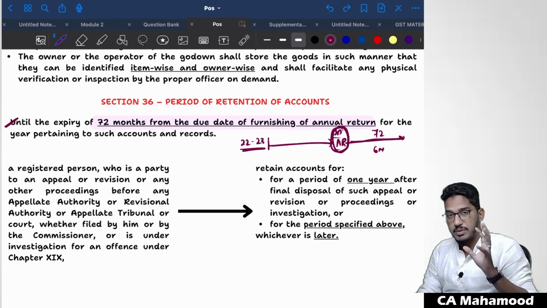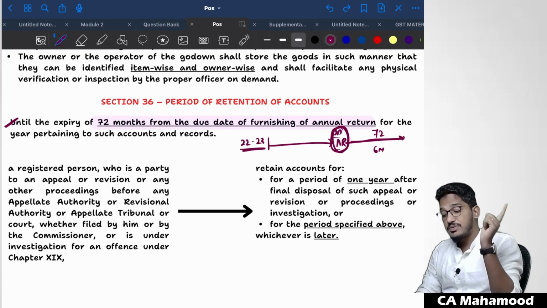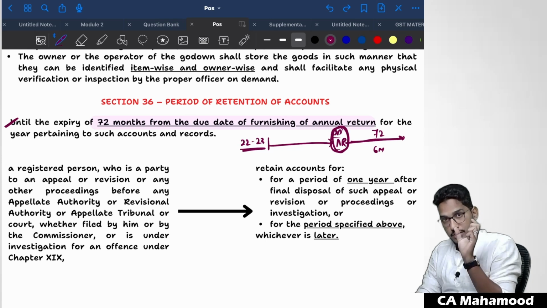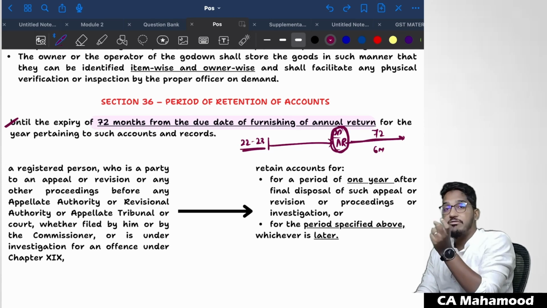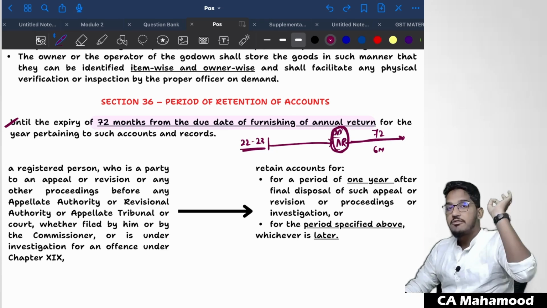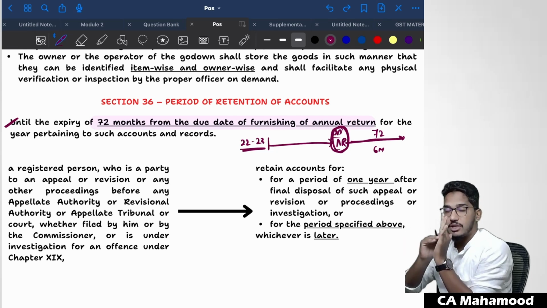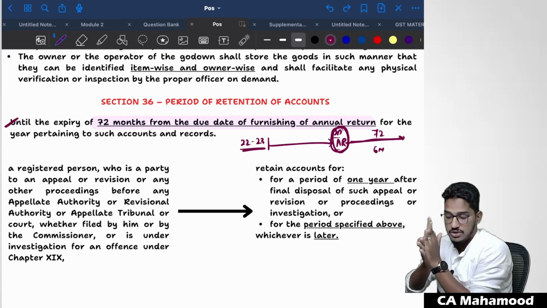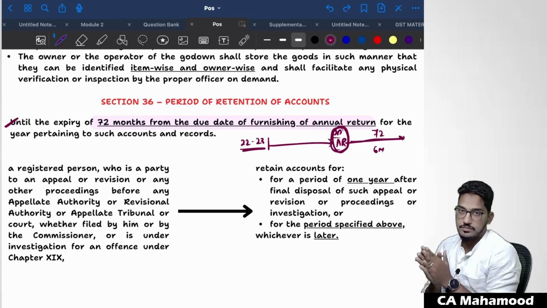You have to preserve those accounts, records and documents until the expiry of 72 months or 6 years. But don't write 6 years in the exam, write 72 months only. For a period of 72 months from the due date of furnishing of annual return. For the financial year, there will be a due date for furnishing of annual return. From that due date of furnishing of annual return, not the actual date of furnishing the annual return, guys, from the due date of furnishing of the annual return of the financial year till 72 months, you have to preserve those records.